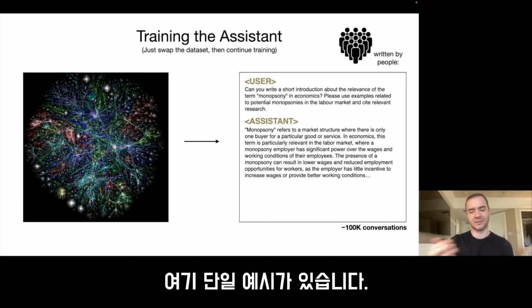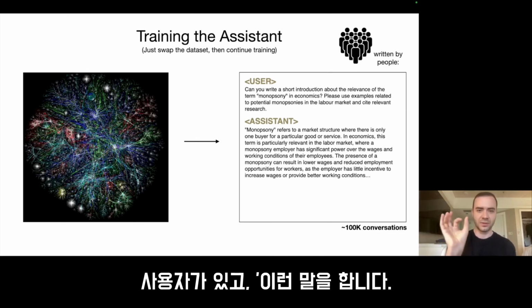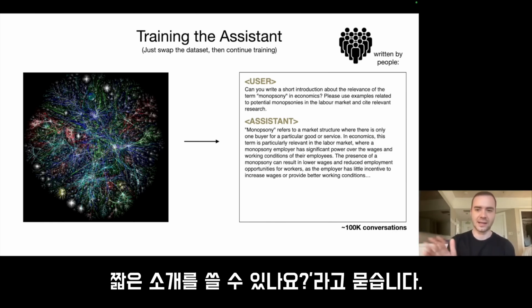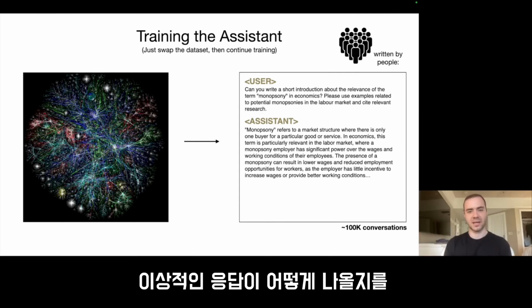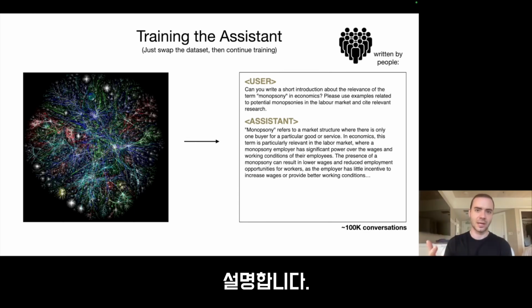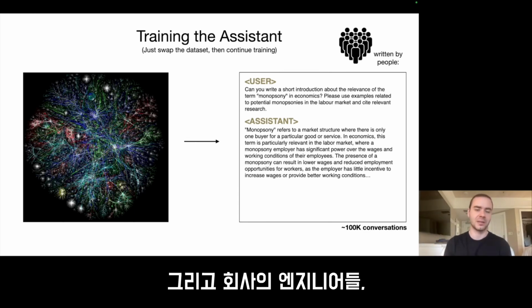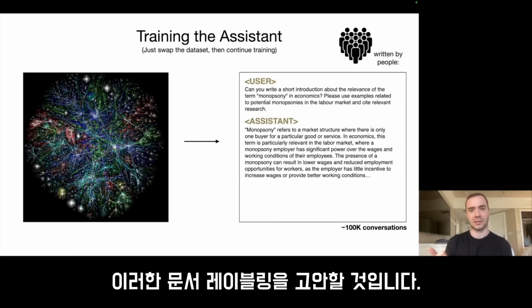So here's an example of a single example that might make it into your training set. There's a user and it says something like, can you write a short introduction about the relevance of the term monopsony in economics, and so on. And again, the person fills in what the ideal response should be. And the ideal response, how that is specified and what it should look like, all just comes from labeling documentations. And the engineers at a company like OpenAI or Anthropic or whatever else will come up with these labeling documentations.